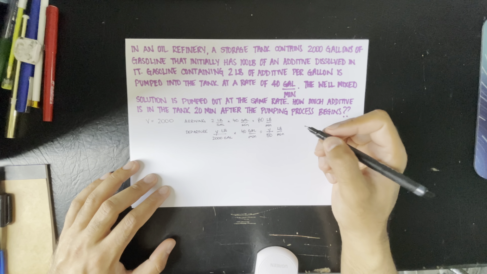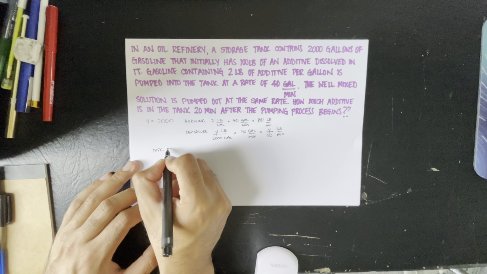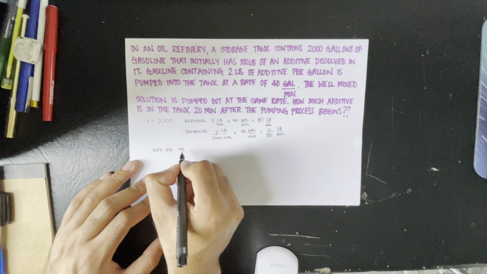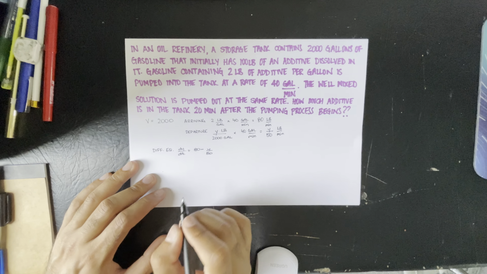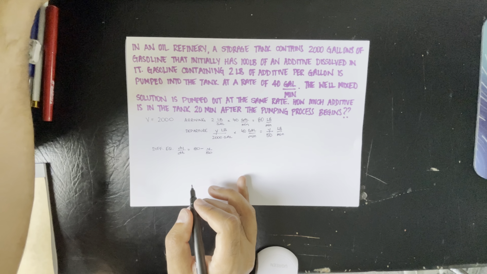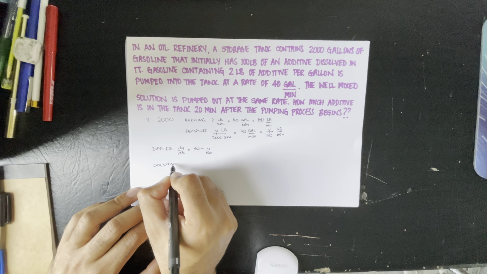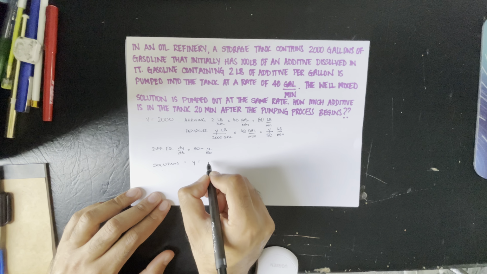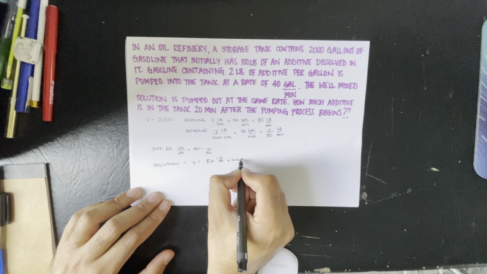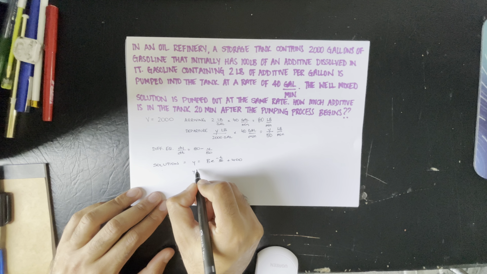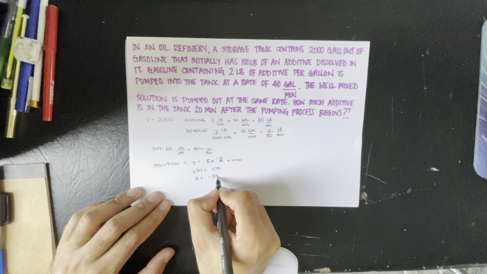Okay, so I'll put down here the differential equation. It is dy/dt equal to 80 minus y over 50. So the solution has to be in the form of y equals something. And so the solution is y equals B e to the minus t over 50 plus 4,000, and substituting y equals 100 at t equals 0, we would find B being equal to negative 3,900.